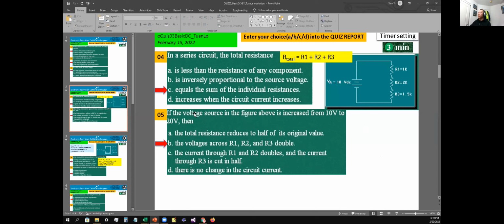Number 5, if the voltage source in the figure above is increased from 10 volts to 20 volts, then your voltage drops are also going to increase according to that increase. So it increases by a factor of 2, so the voltage here will be increased by a factor of 2, this is factor 2, this is factor 2. So the answer is B as in Bob for number 5.